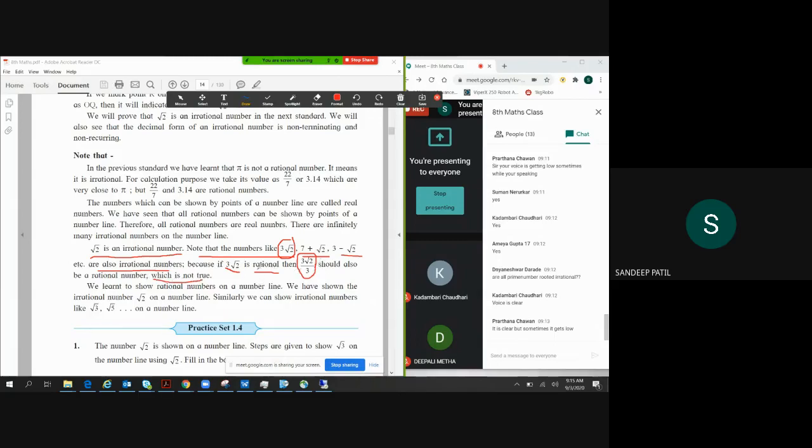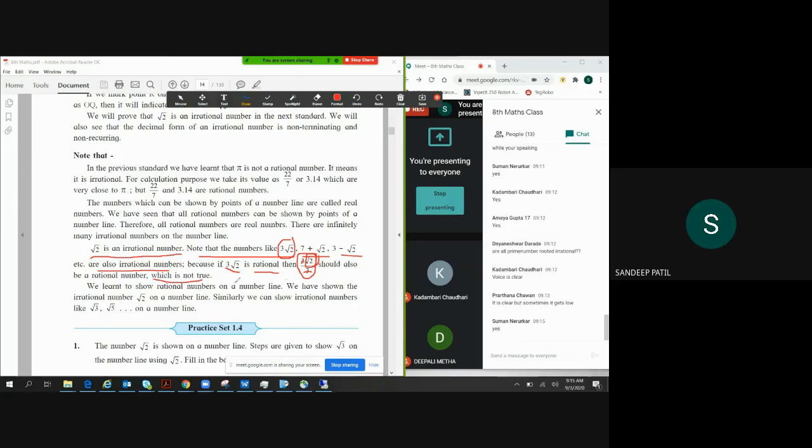They have assumed in passing that 3√2 is rational, and if we divide by 3, the 3 will be cancelled, and then root 2 will be remaining, right? And root 2 should be rational, right? But it is not true. Root 2 is not rational, it is irrational.